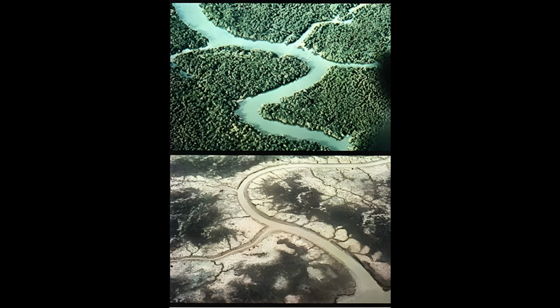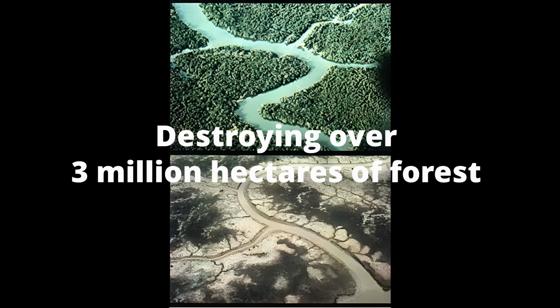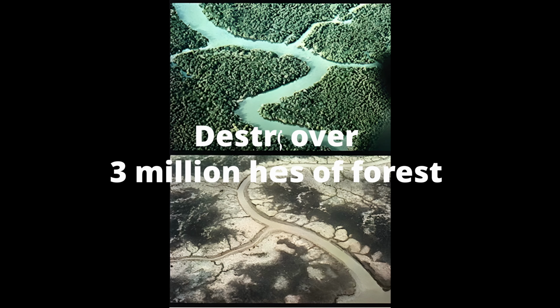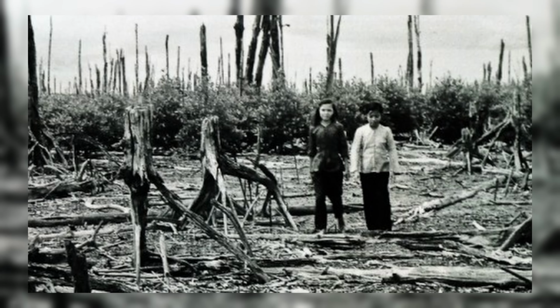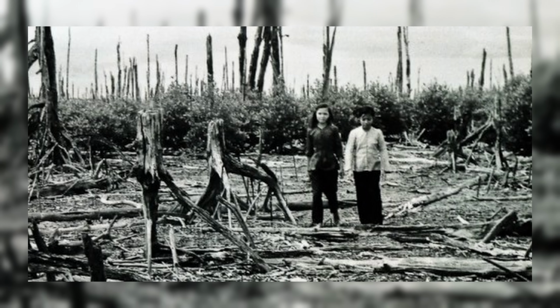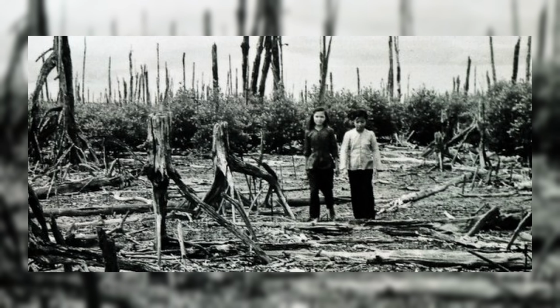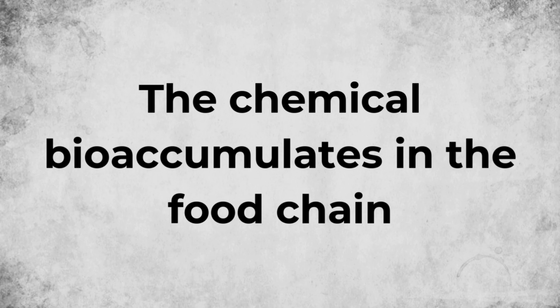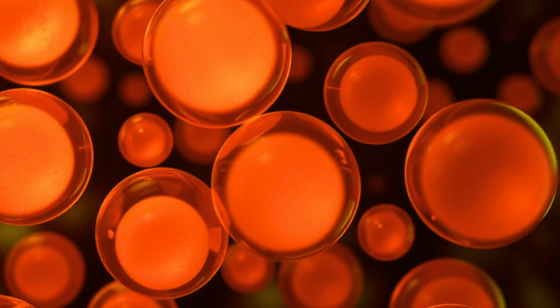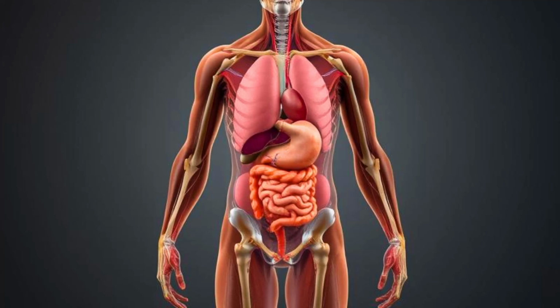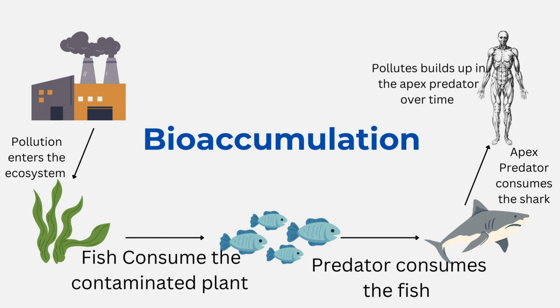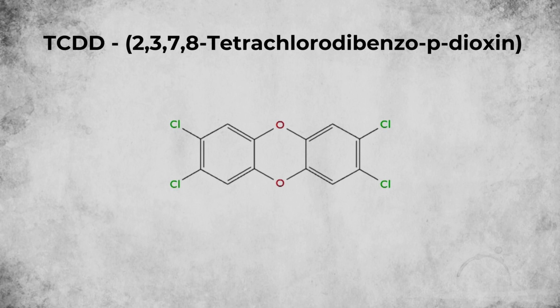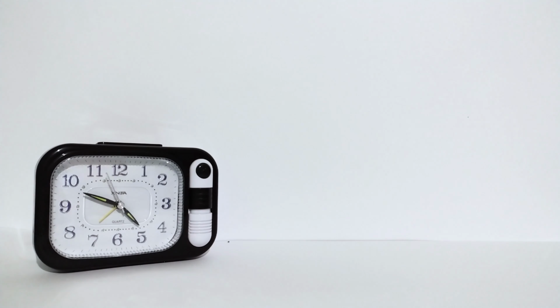Agent Orange caused lasting environmental damage, destroying over 3 million hectares of forest in Vietnam, leaving barren landscapes and disrupting ecosystems by wiping out habitats and food chains. The chemical bioaccumulates in the food chain, accumulating in the fatty tissues of animals and humans, with concentrations increasing as it moves up the chain. Humans, being at the top, are the most exposed, and TCDD can remain in fat cells for decades, continuing to cause harm long after exposure.